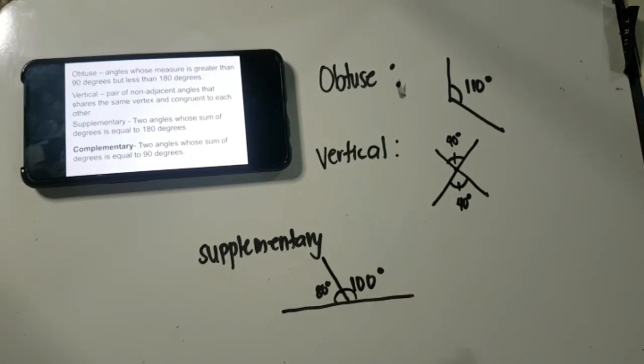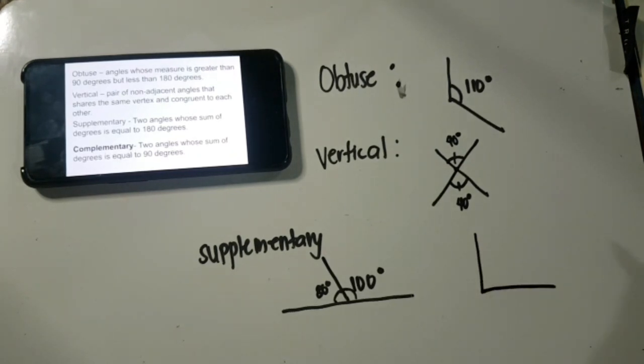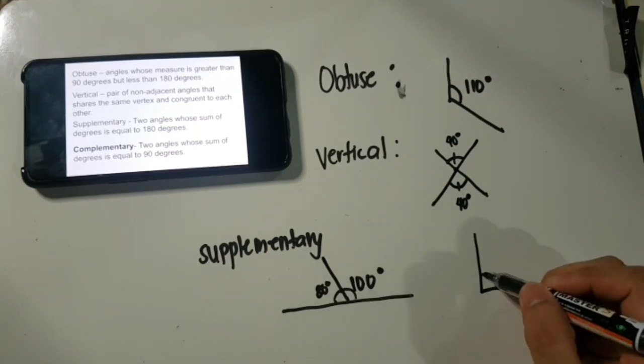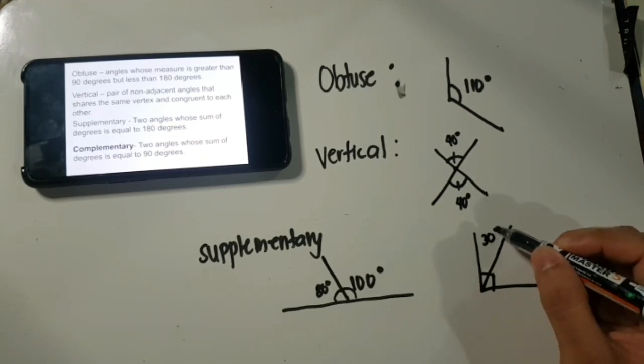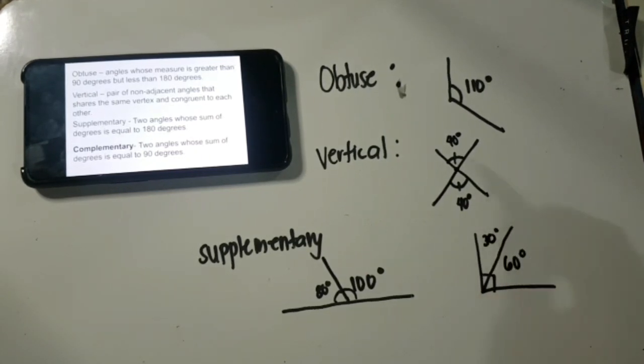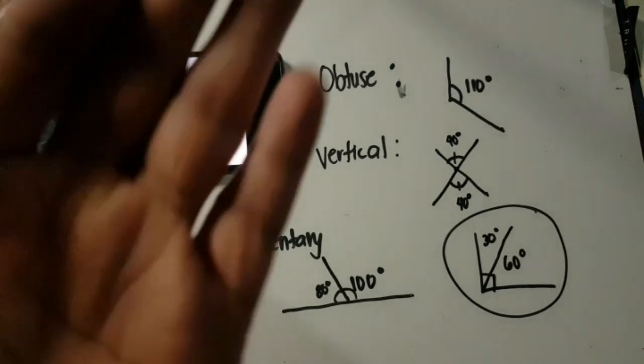Next, how about complementary? So, complementary, these are angles whose sum of degrees is equal to 90 degrees. So, therefore, itong two angles na to, makaka-form ka ng right angle. So, let's say, this is 30 degrees, and this is 60 degrees. So, 60 plus 30 is equal to 90 degrees. So, therefore, this is complementary. So, answer here is letter D, complementary.